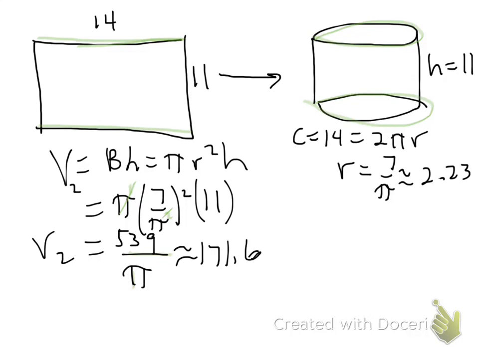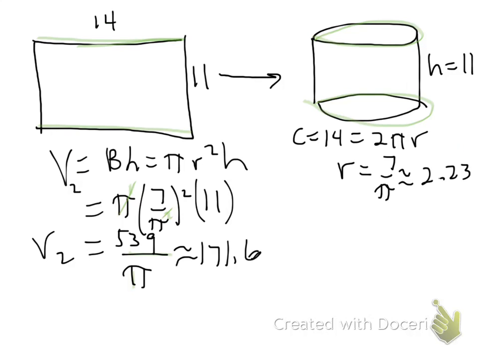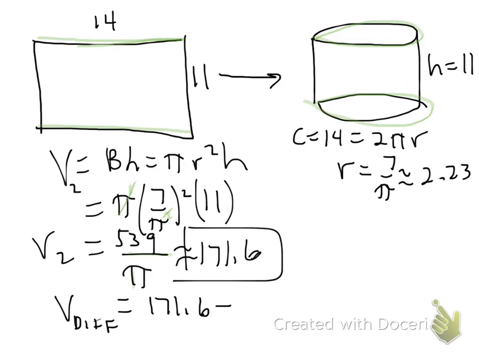So if we take our answer from the first page, which was this one here, 134.8, and subtract it from the second page, the volume difference is going to be 171.6 minus 134.8. Just double check that. Yep, 134.8. And that gives us an approximate difference of 36.8, whatever the units were, cubic units.